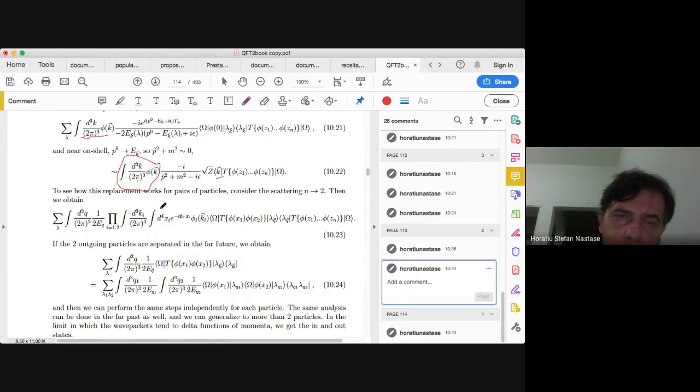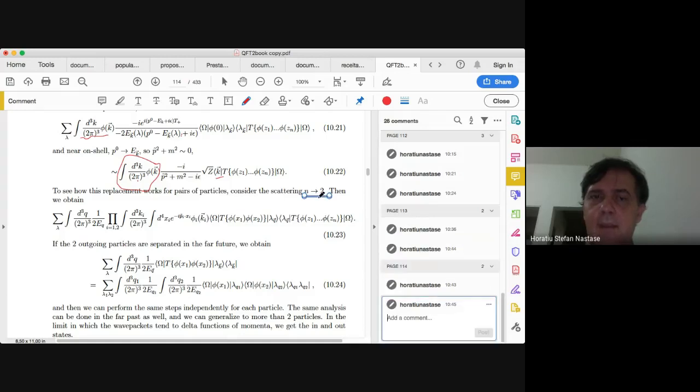So what is the new thing? You have to think about the fact that we have incoming and outgoing states, which are separable. That means at infinity, we can treat them as independent. So in order to observe that, let's consider the scattering from n particles to 2 particles.